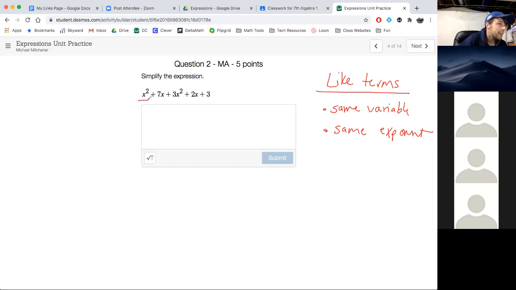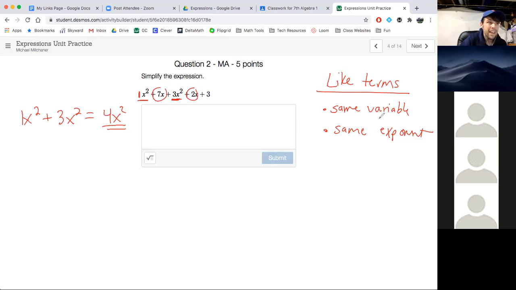So here I have x squared. Really, that's 1x squared. If there's no number in front of a variable, we can always assume there's that invisible 1. I have another x squared that has the same variable and the same exponent, x and an exponent of 2. I don't have any others like that that go together, but those can be added together. I can add together 1x squared plus 3x squared to get 4x squared. Those can combine together.